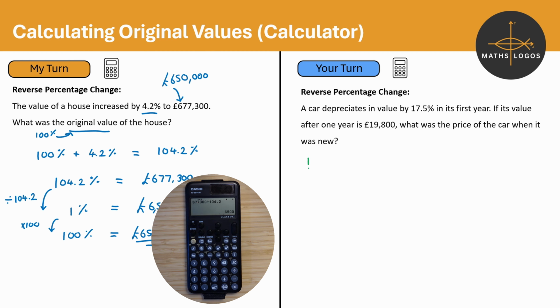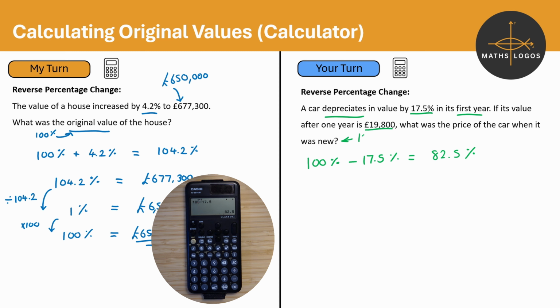So we'll let the original cost of the car be equal to 100%. And the car's depreciated. That means it's decreased in value by 17.5%. So I've lost this percentage from the original. And I'll use my calculator to work out what that is. So 100 subtract my 17.5. And that's going to give me 82.5% remaining after it's lost its value. And it lost this in its first year. If its value after 1 year is the 19,800, what was the price of the car when it was new?